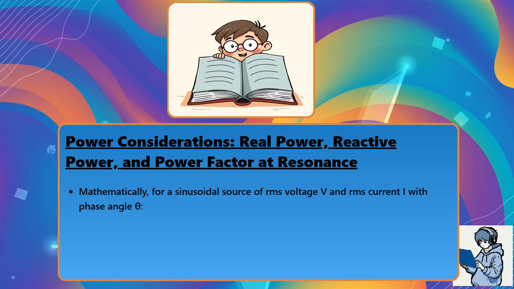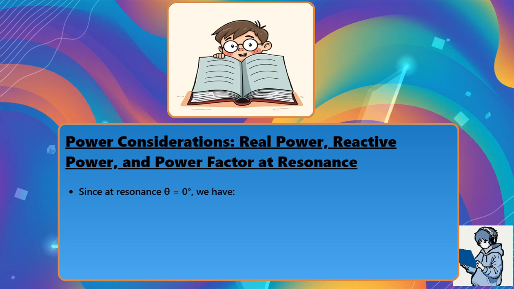Mathematically, for a sinusoidal source of RMS voltage V and RMS current I with phase angle theta, P equals V times I times cosine theta. Q equals V times I times sine theta. S equals V times I. Since at resonance theta equals 0 degrees, cosine theta equals 1 and sine theta equals 0. Thus, P at resonance equals V times I, all apparent power becomes real. Q at resonance equals 0, no reactive power. Power factor PF equals cosine theta equals 1, unity power factor.